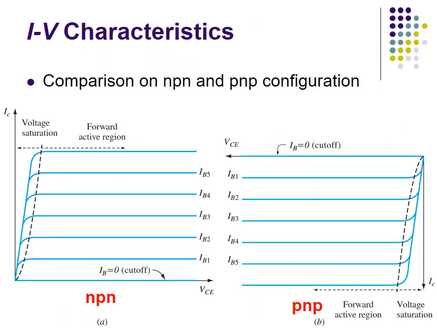The current voltage characteristics of the BJT are shown here. The left is for NPN BJT, and the right figure shows the PNP BJT. The IV characteristics has three regions: active region, voltage saturation region, and cutoff.